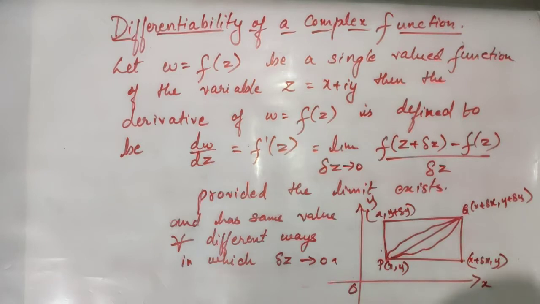This is the basic definition of any real valued function. Okay, only thing is that real value has been replaced by the complex value, nothing else. Provided this limit exists, it should have the same value for all the different ways in which delta z tends to 0. Now as you see, I have shown it through the figure.